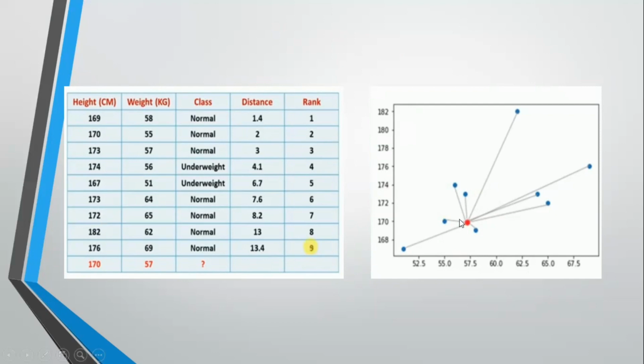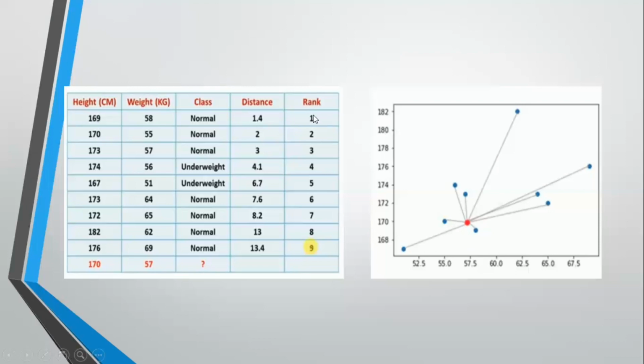You just look at this graph. This red point is the data whose class we have to find, and these are all the points for which we already have class labels. We have to consider the nearest neighbors. Based on the nearest neighbors, we can say which class this new data belongs to. That is the objective of this problem.